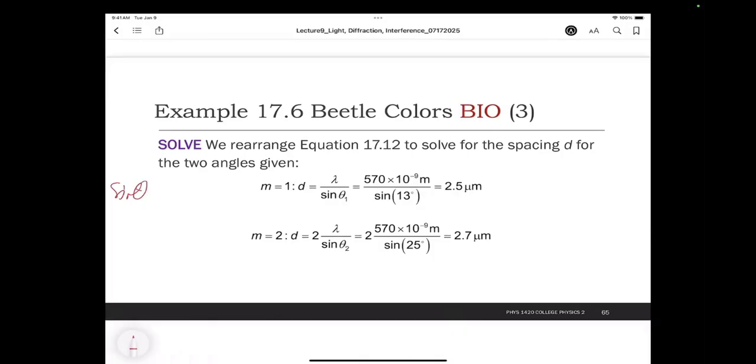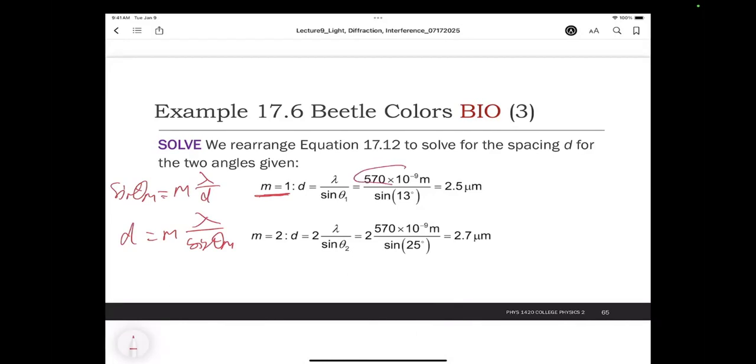Sin theta m equals what? Equals m lambda over d. Am I right? So which means d equals what? d equals m lambda over sin theta m. For the situation one, m equals 1, so d equals lambda divided by sin theta 1.